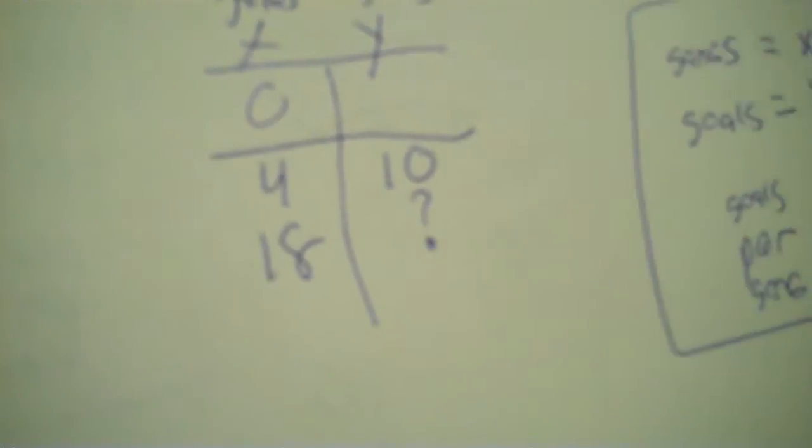So since I don't have the goals per game, I don't go 0 to 1 to 2. I go 0 and block it, okay? Now, place the rest of the info underneath. 4 games. See, that's why you have them labeled, so you know where to put it. 10 goals. So that's been placed. 18 games, question mark goals. Now if I played 0 games, I'm not going to score any goals. So when these both start at 0, we make our proportions.